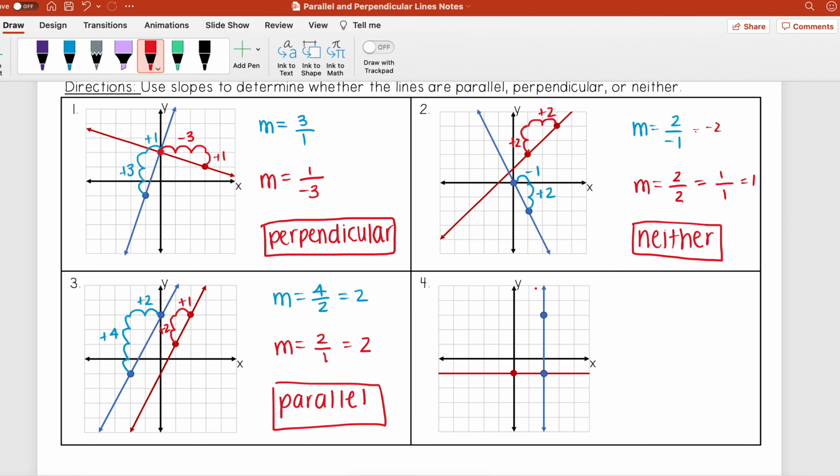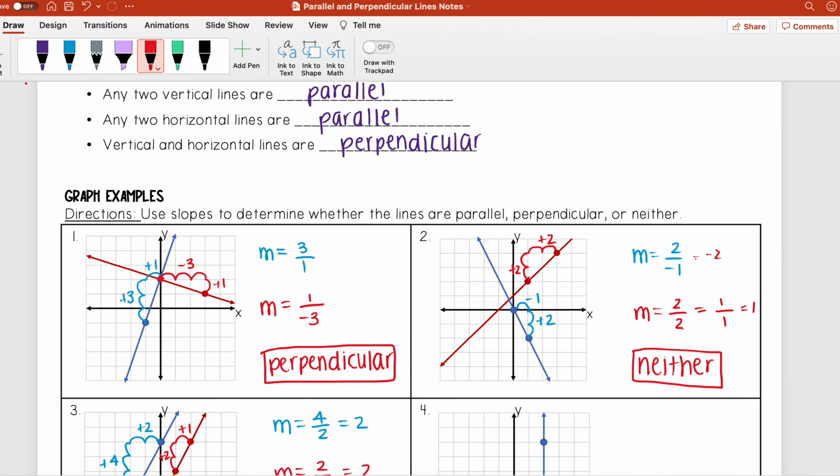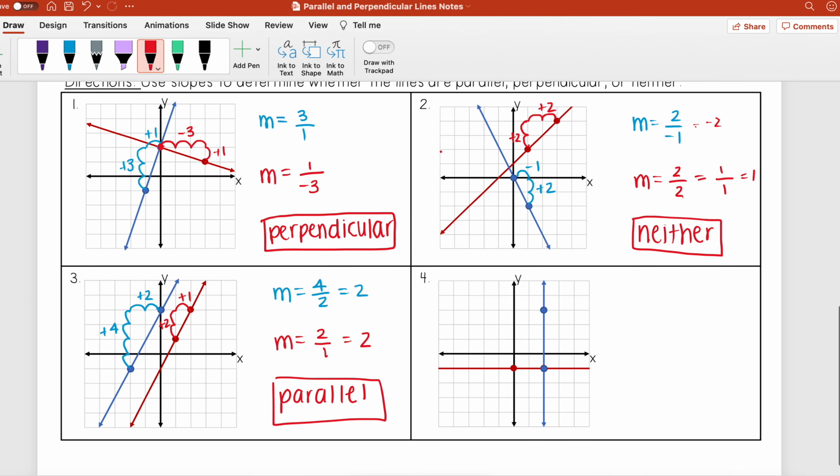Okay, now this last one, I noticed that I have a vertical line and a horizontal line. And what we learned from that first video is that vertical and horizontal lines are always perpendicular. So the answer for this last one is perpendicular.